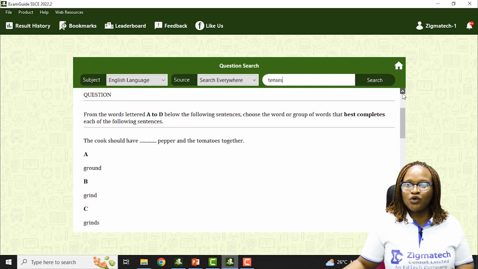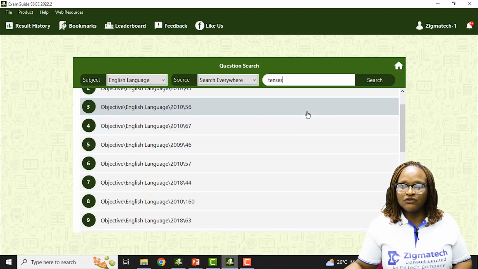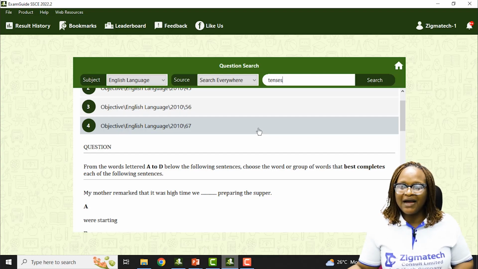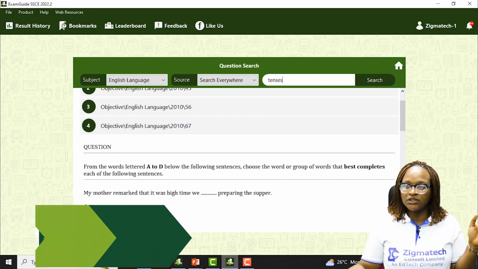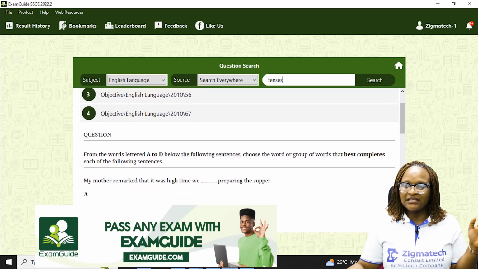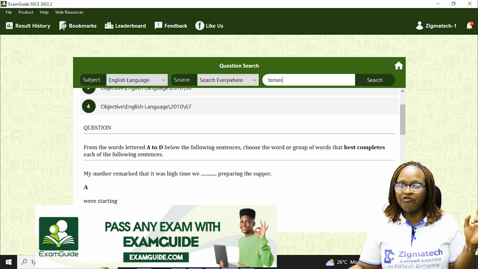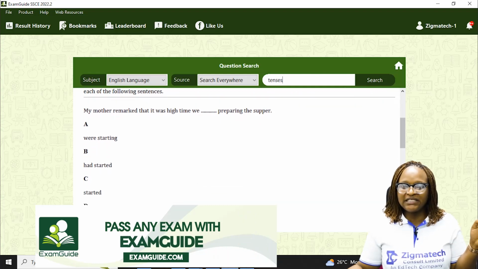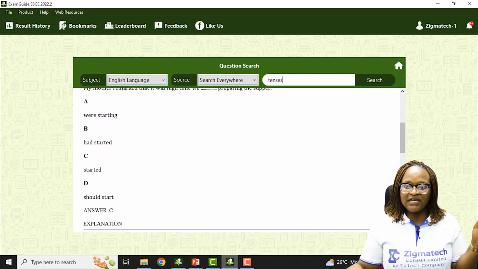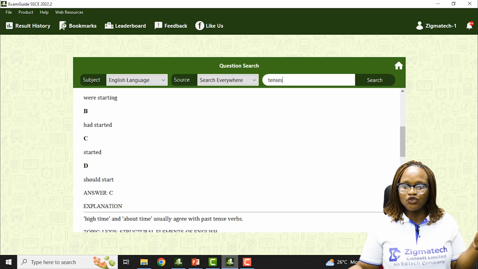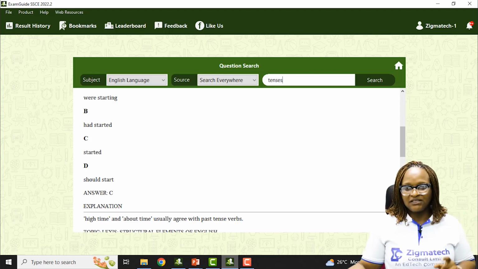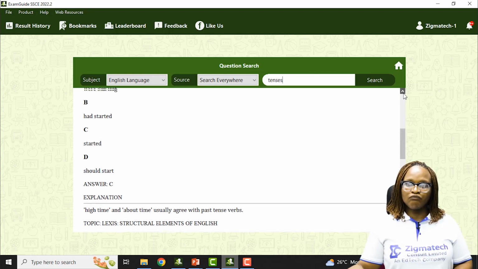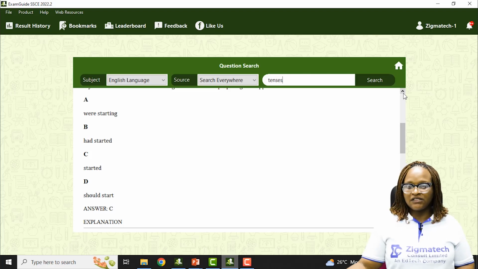All right, let's take the last one. Then I will leave you to do others. It says, my mother remarked that it was high time. That's that same word, so you know what the answer is. It's high time we dash preparing the supper. That means it must be in the past. It's high time we started. The answer is C. High time and about time usually agree with what? Past tense verb. So you can try your hands at questions on tenses and aspects and see how far you have learned.